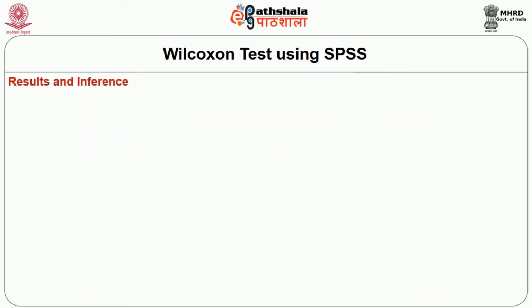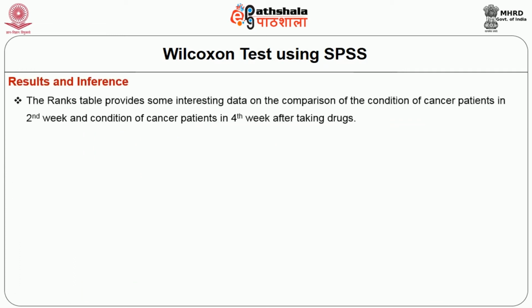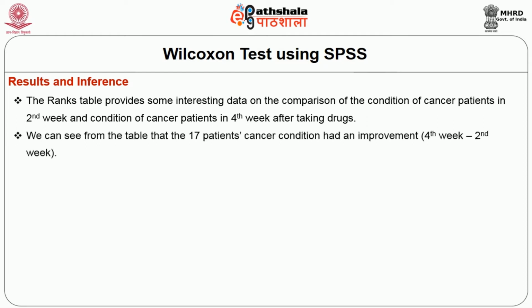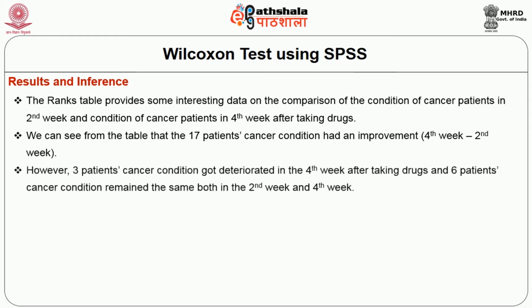Output and inference. The ranks table provides some interesting data in the comparison of the condition of cancer patients in second week and condition of cancer patients in fourth week after taking drugs. We can see from the table that 17 patients' cancer condition had an improvement, whereas 3 patients' cancer condition got deteriorated after taking drugs, and 6 patients' cancer condition remained the same both in the second week and fourth week.